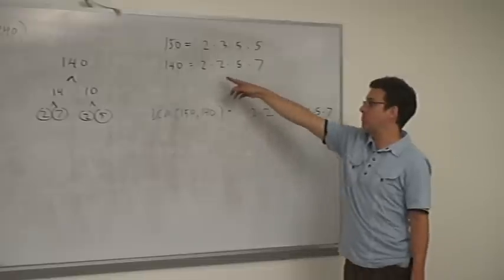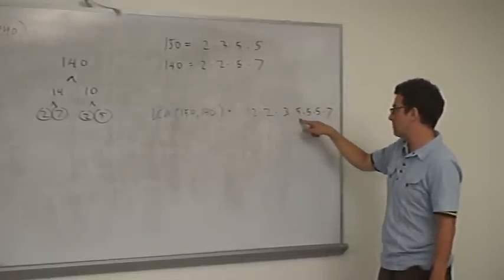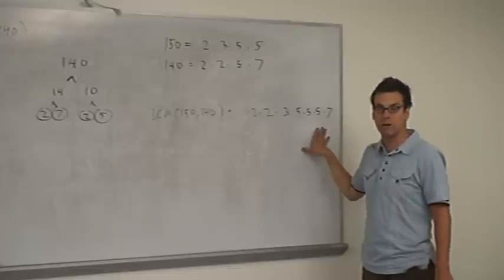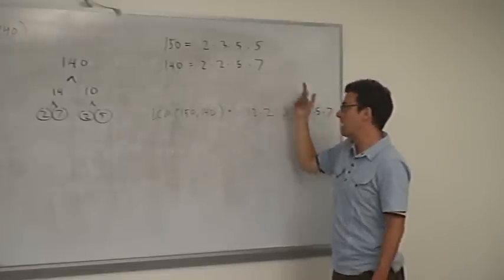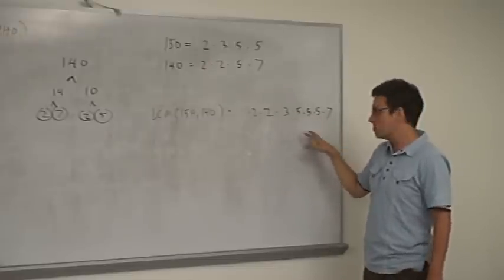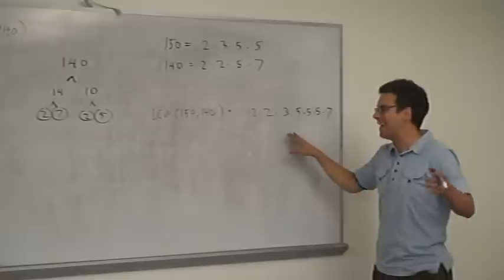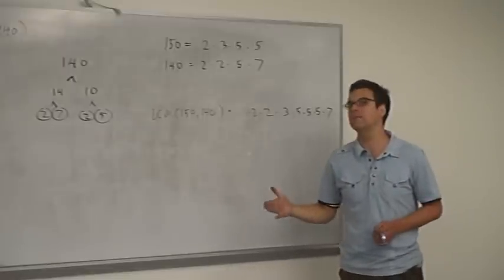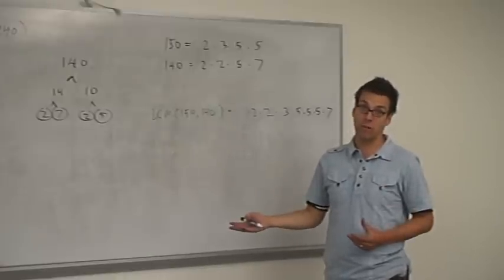The prime factorization of 150 is 2 times 3 times 5 times 5. 2 times 3 times 5 times 5 is found inside of this number. Therefore, this number is a multiple of 150. The prime factorization of 140 is 2 times 2 times 5 times 7, and I can find a 2 times 2 times 5 times 7 within this number. So this number is still a common multiple of 150 and 140, yet it's smaller than the number I get when I just multiply 150 and 140 together. So for that reason, the least common multiple of 150 and 140 is not just 150 times 140.